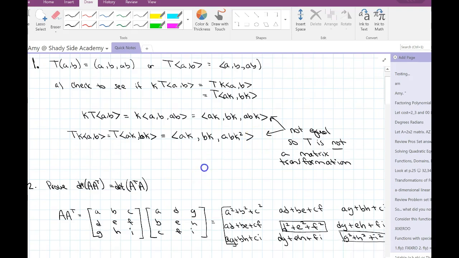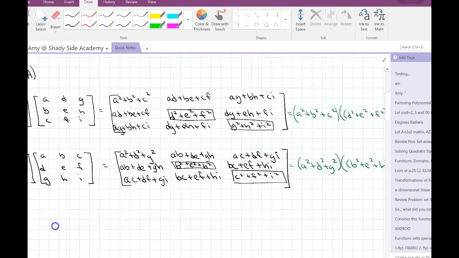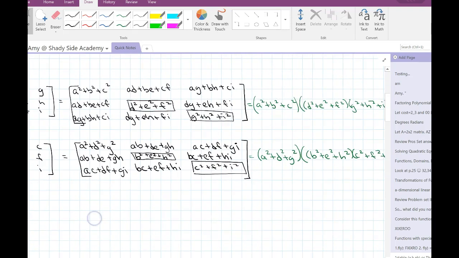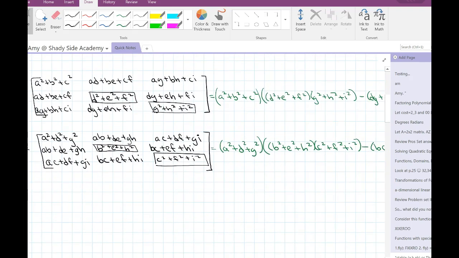Number two, I proved this using a 3x3. What I did here was I showed A transpose, A, and look what happens when I multiply it out. Look at the black. I'm going to talk about how this is where you could get very intimidated by the algebra, but look at the green. I am moving down column 1 and finding the determinant.